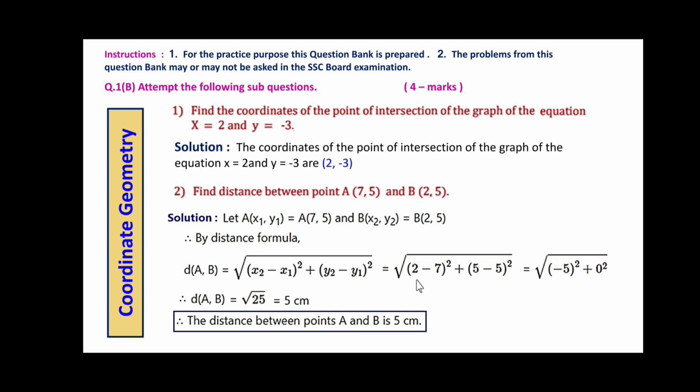So it will be equal to the square root of (2 - 7) whole squared plus (5 - 5) whole squared. 2 minus 7 is -5 squared, and 5 minus 5 is 0 squared. -5 squared is 25, and 0 squared is 0 as well. Therefore 25 plus 0 is 25. Taking the square root of 25, that is 5 centimeters. So we can say the distance between A and B is 5 centimeters.